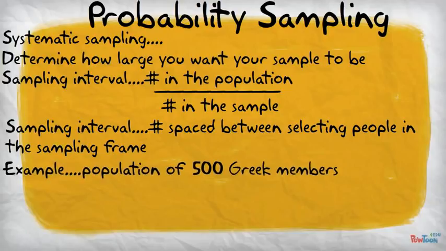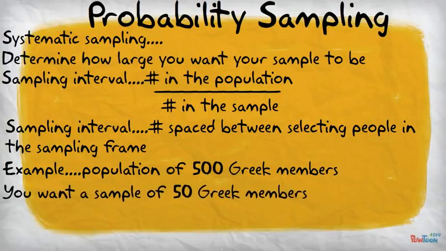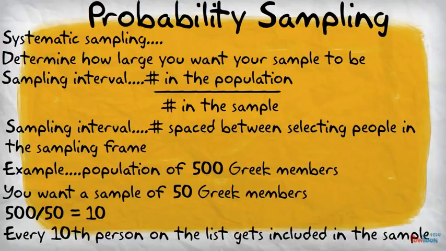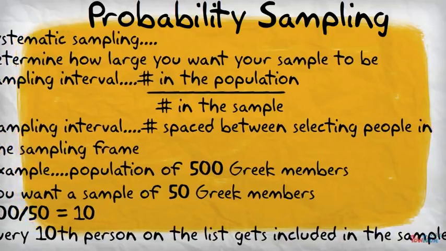For example, let's say you have a population of 500 Greek members from a college in your sampling frame. You decide that you want a sample of 50 Greek members. So take 500 in the population divided by 50 in your sample, and you get a sampling interval of 10. So every 10th person on your sampling frame list gets included into the sample.